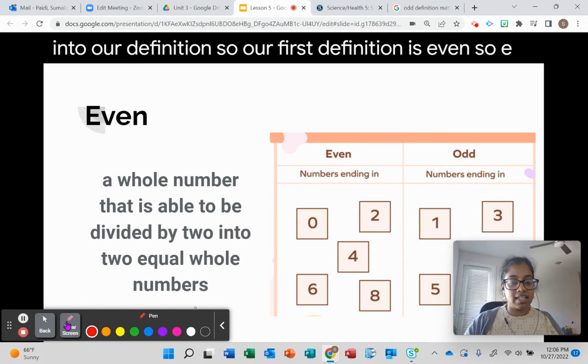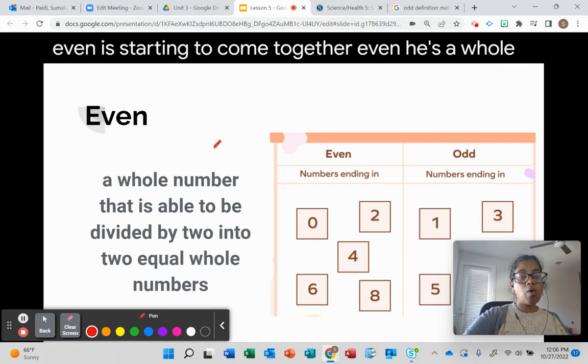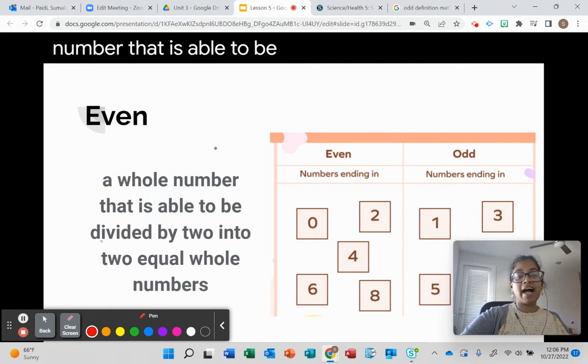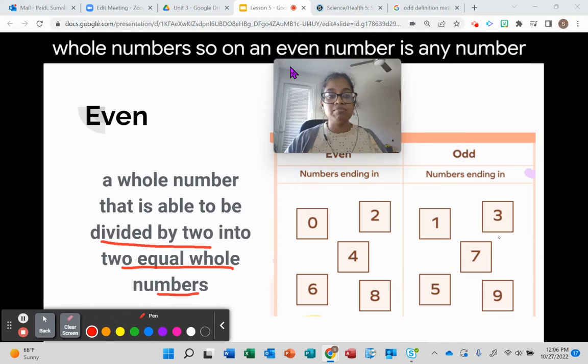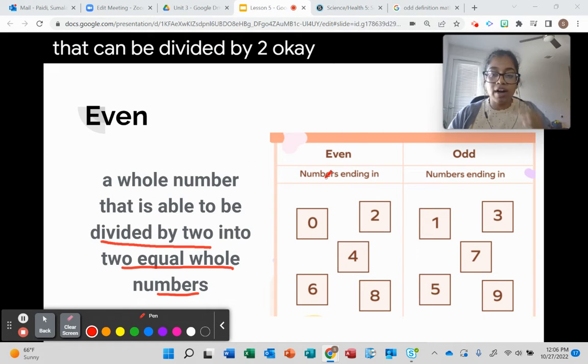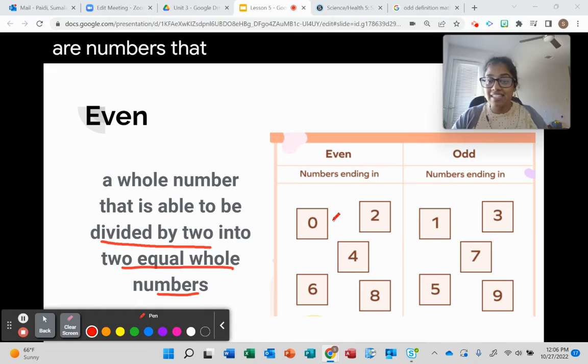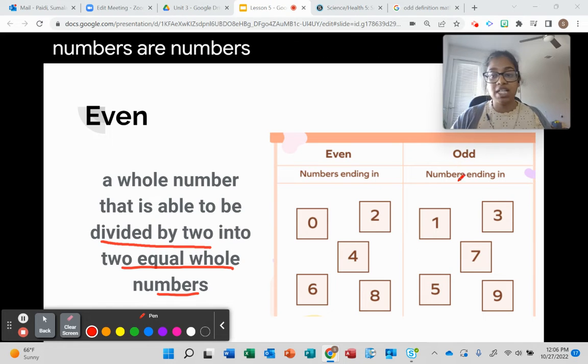Even is a whole number that is able to be divided by 2 into equal whole numbers. So an even number is any number that can be divided by 2. Our even numbers are numbers that end in 0, 2, 4, 6, and 8. And our odd numbers are numbers that end in 1, 3, 5, 7, and 9.